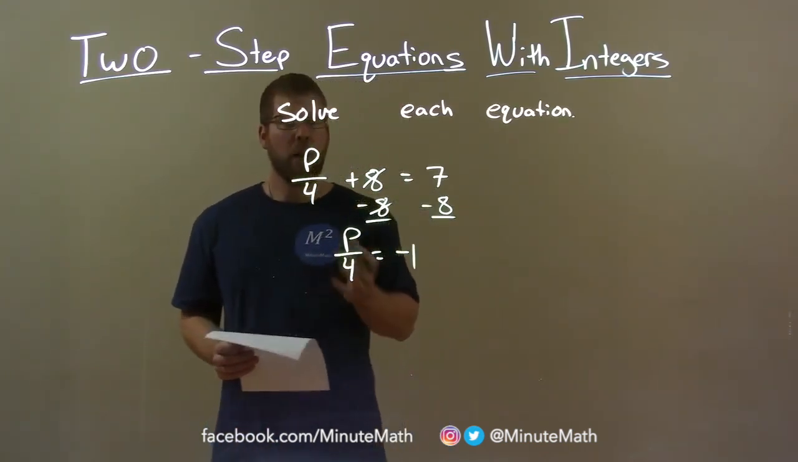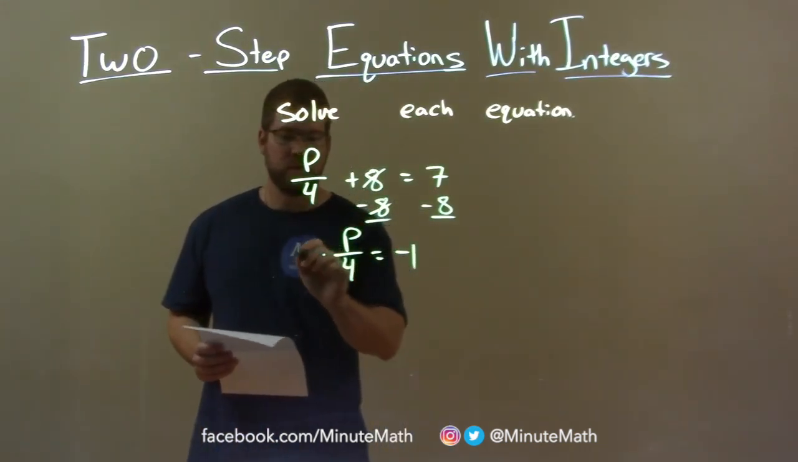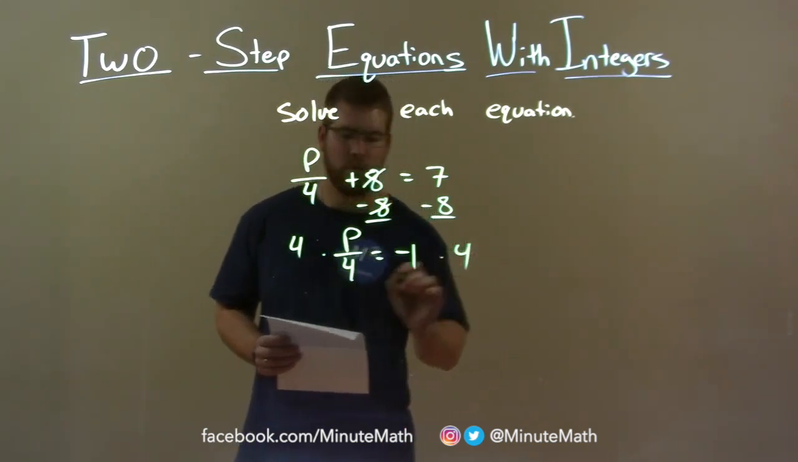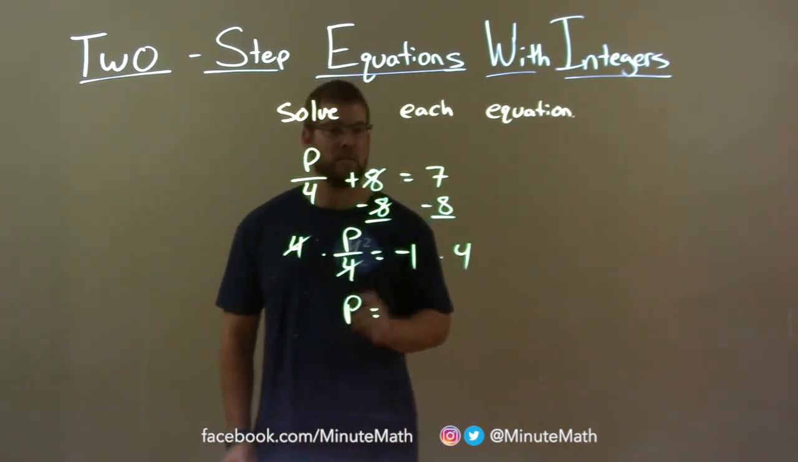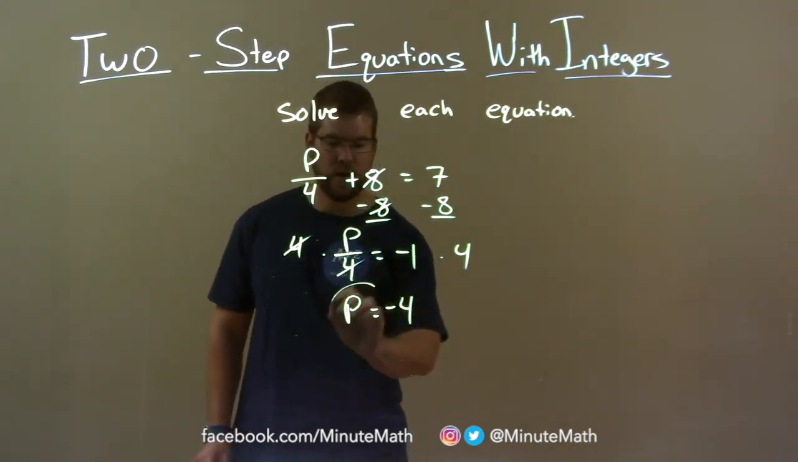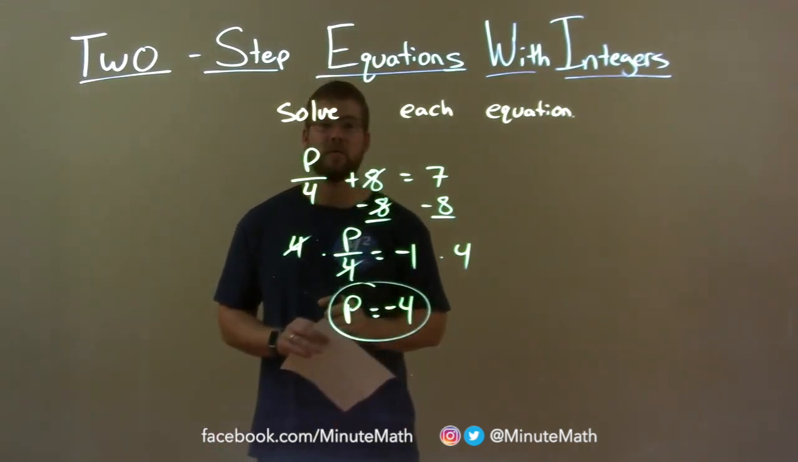Divided by 4, opposite of division, multiplication. Multiply both sides by 4. 4's cancel on the left, giving me p by itself, and negative 1 times 4 is a negative 4. So our final answer here is p equals a negative 4.